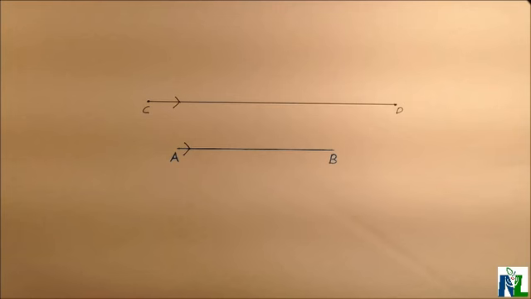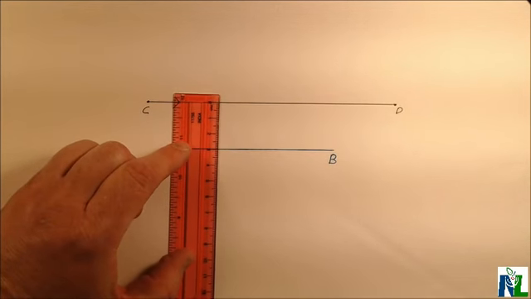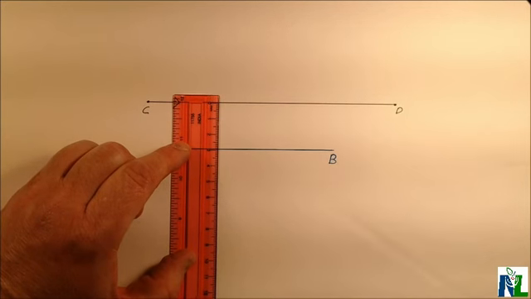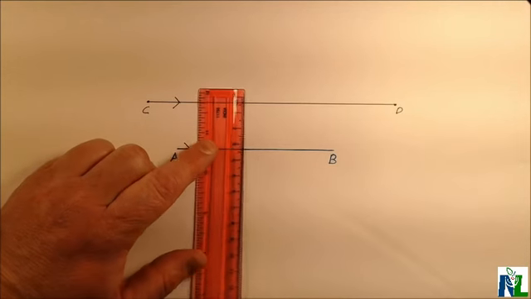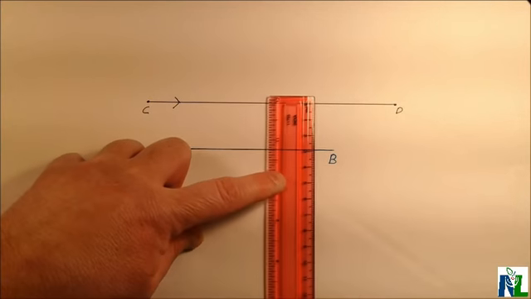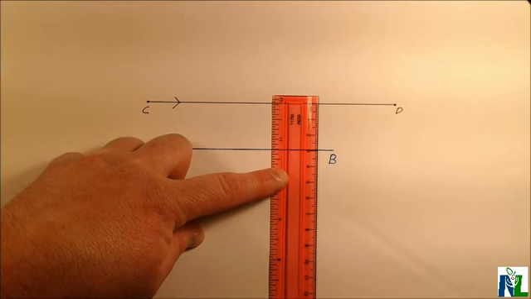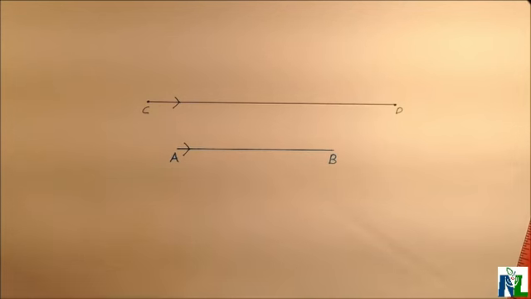Now let's check. Let's use a ruler and check on the vertical distance between those two lines. So right there I'm getting a vertical distance of about 2.9 centimeters. If I go a little bit further, again I'm getting a vertical distance of about 2.9 centimeters. And if I go down here towards this end, again I'm getting a vertical distance between them of about 2.9 centimeters. So segment CD is parallel to segment AB.